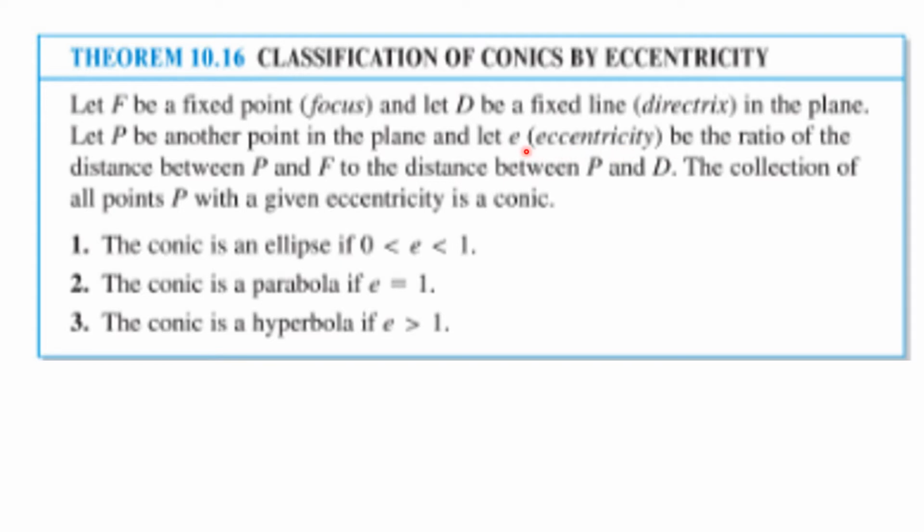It's c over a in the other case, but that means it's the ratio of the distance between P and F, so that's between a point and a focus, to the distance between P and the directrix. The collection of all such points with a given eccentricity, where E is a fixed number, is a conic. Moreover, the conic is an ellipse if 0 is less than E is less than 1. The conic is a parabola if E equals 1. And the conic is a hyperbola if E is greater than 1.